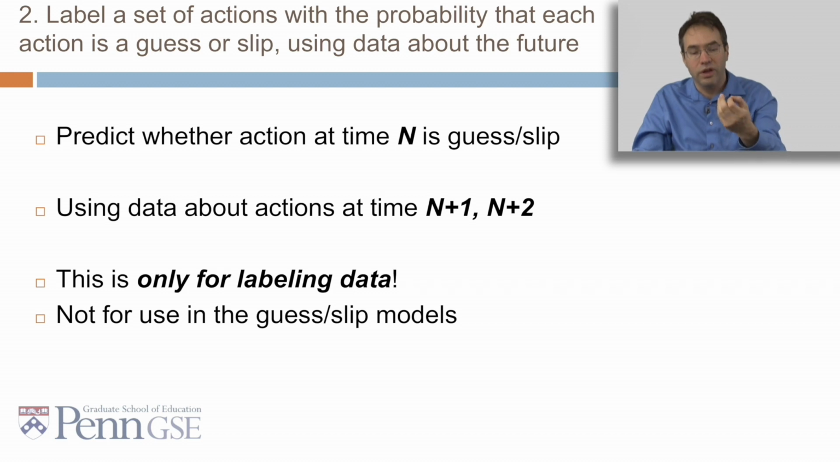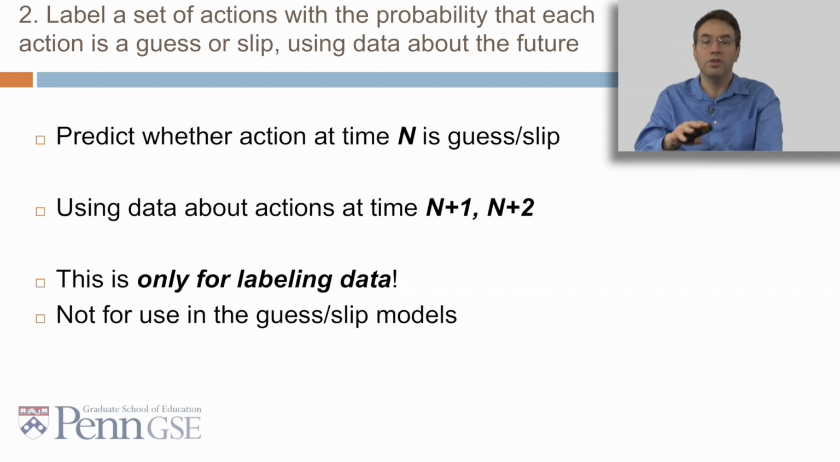So more specifically, we label a set of actions with the probability that each action is a guess or slip using data about the future. We predict whether an action at time n is a guess or slip using data about the actions at time n plus 1 and n plus 2.